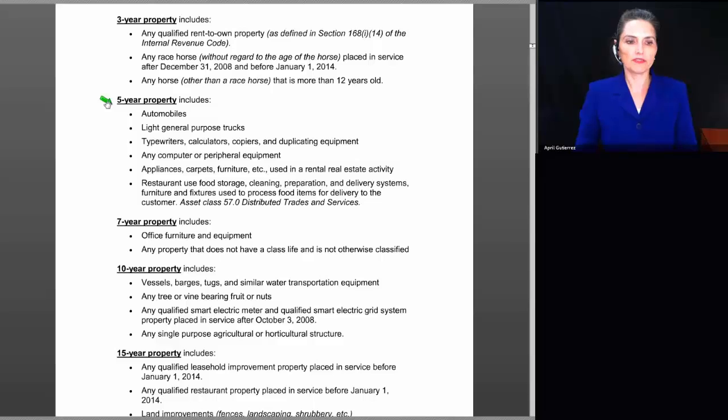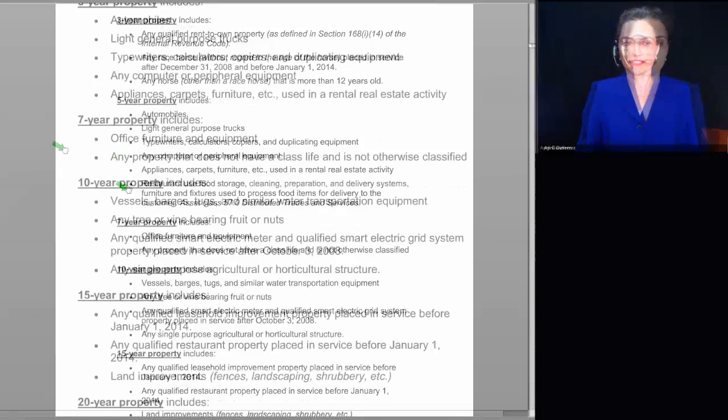5-year property includes automobiles, light general purpose trucks, typewriters, calculators, copiers, and duplicating equipment, any computer or peripheral equipment, appliances, carpets, furniture, etc. that are used in a rental real estate activity, and restaurant use food storage, cleaning, preparation, and delivery systems, including furniture and fixtures used to process food items for delivery to the customers. These particular assets fall under Asset Class 57.0, Distributed Trades and Services.